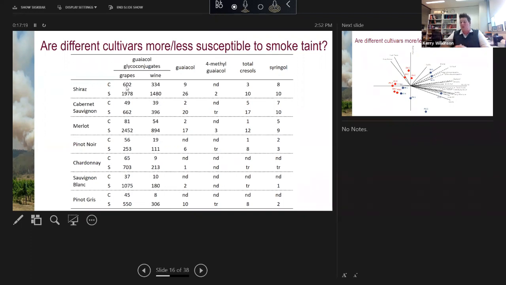And this was something that we thought we were starting to understand, that this was just this background level of these glycoconjugates, until a trial that we did last year where we had control Shiraz that actually had none of these glycoconjugates. So now we're wondering if there might be some other, whether it's clonal or regional influences that determine composition. But we can see that in the case of our smoke-affected grapes, there were significant increases in these glycoconjugates.